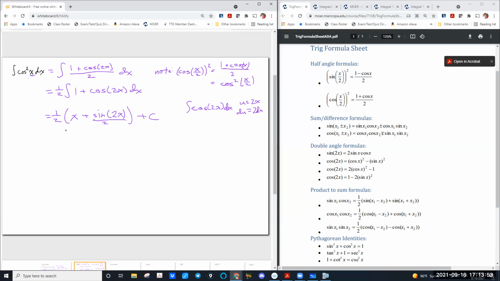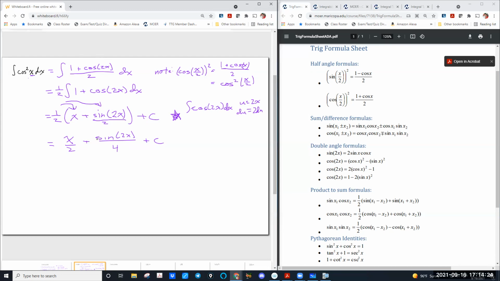Guys, this is the antiderivative. If we want to distribute the 1/2, we can. We could write it as x over 2 plus sine of 2x over 4 plus c. But you were fine here. This is supposed to be a star. Excuse my horrible handwriting. This is the antiderivative. It's 100% correct. If I take the derivative of this, I'm going to get this. Okay.